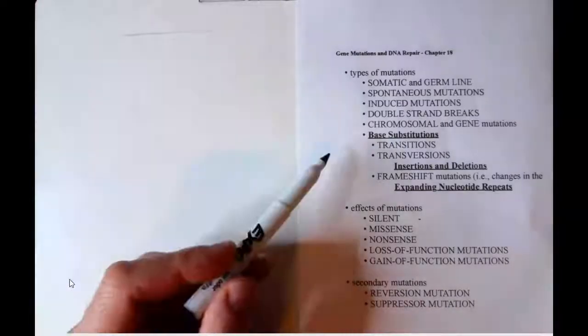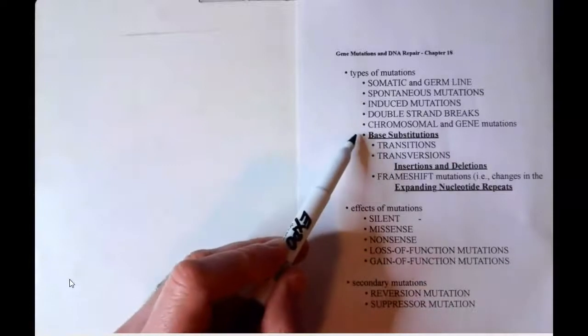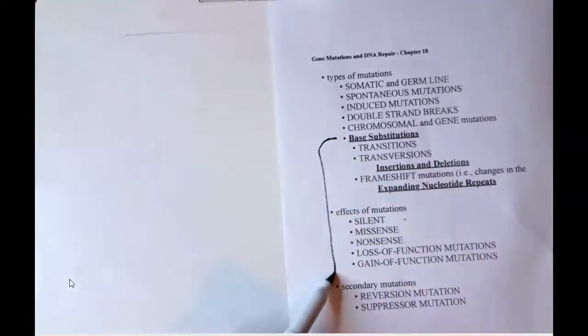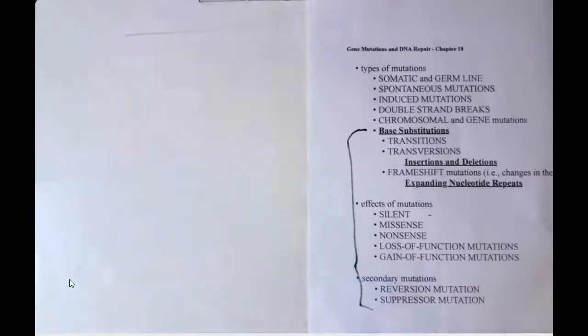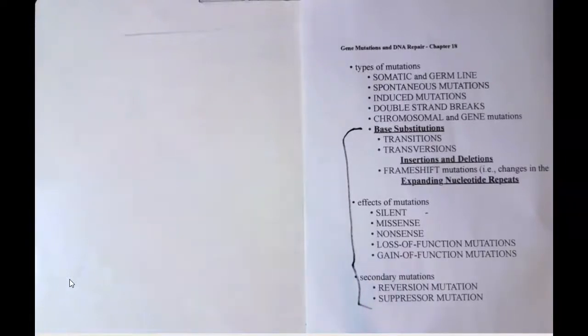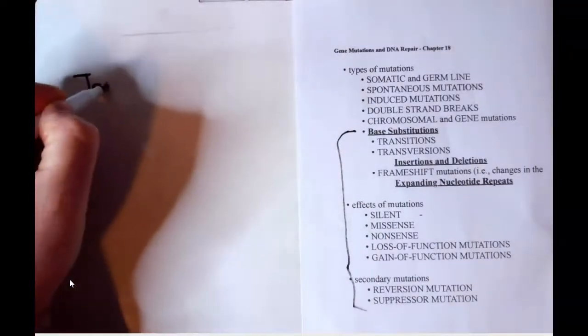Gene mutations is what we're talking about here. In fact, everything else on this page is a gene mutation. So any mutation that affects a single gene rather than the entire chromosome is a gene mutation, and that's really what this lecture is focusing on. Transitions and transversions.